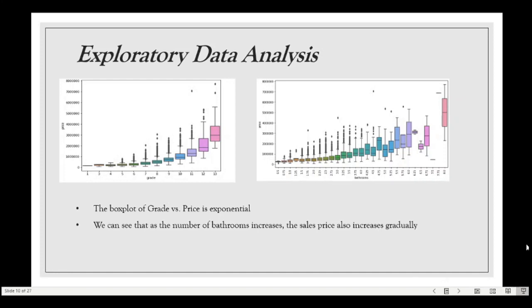Now let's look at a bivariate analysis with respect to price. On the left-hand side, we have a box plot of grade versus price. From the box plot, we can infer that there is an exponential curve indicating an increase of house price with a good grade of house, which means as the construction quality increases, house prices also increase. On the right-hand side, we have a box plot of bathrooms versus price. From the box plot, we can infer that if the number of bathrooms increases, house price also increases.